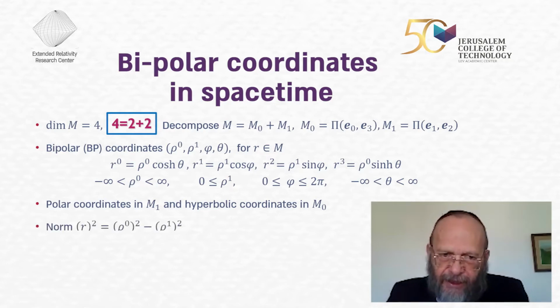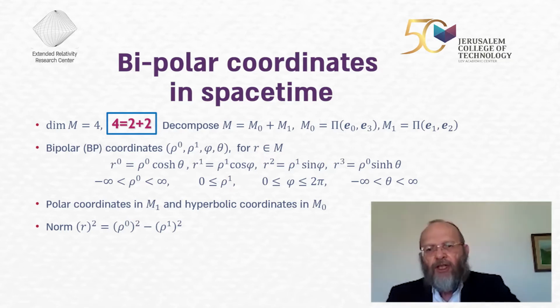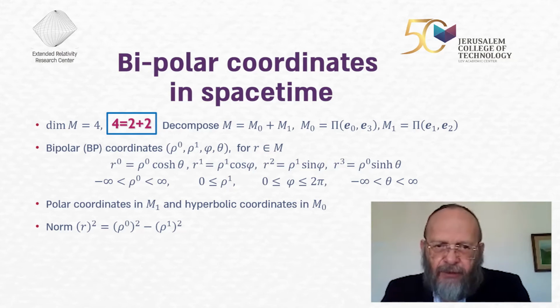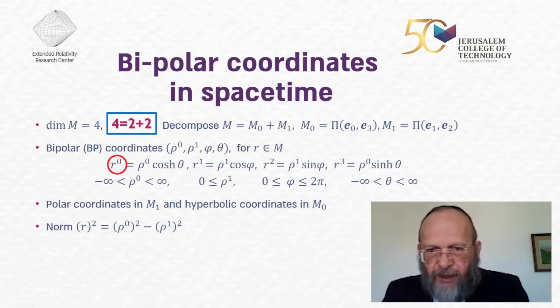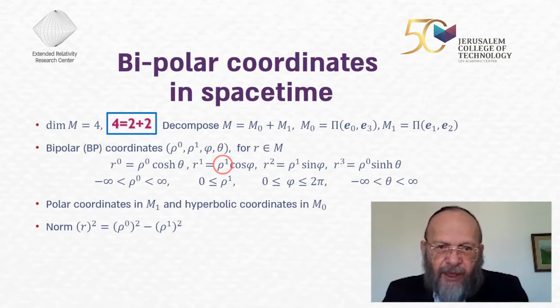What is interesting with these coordinates, you get a very simple formula for the Minkowski metric. Minkowski metric is rho 0 square minus rho 1 square. Because you have the square of this minus all those things. Square of cosh minus sinh is 1. So you get rho 0 square, and cos square plus sine square is 1. So you get minus rho 1 square.